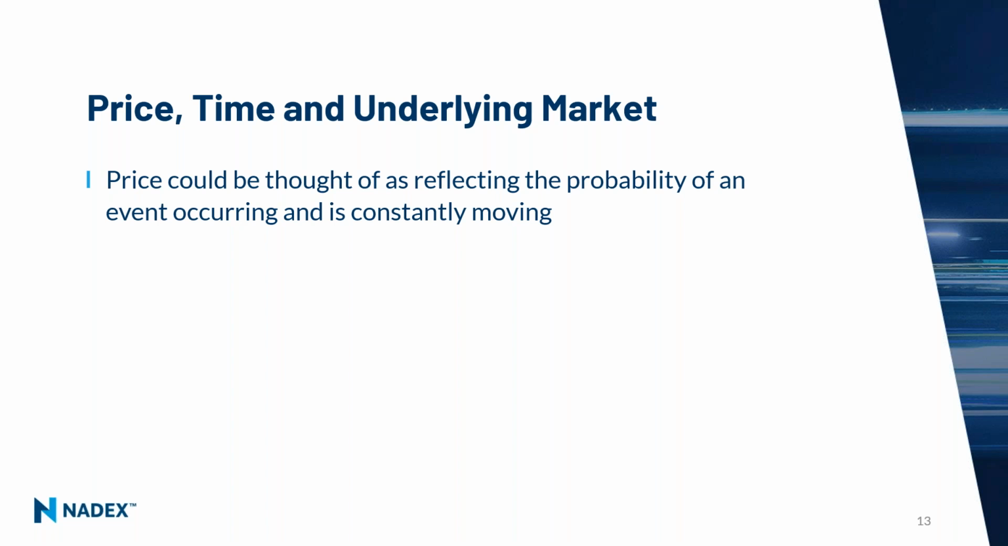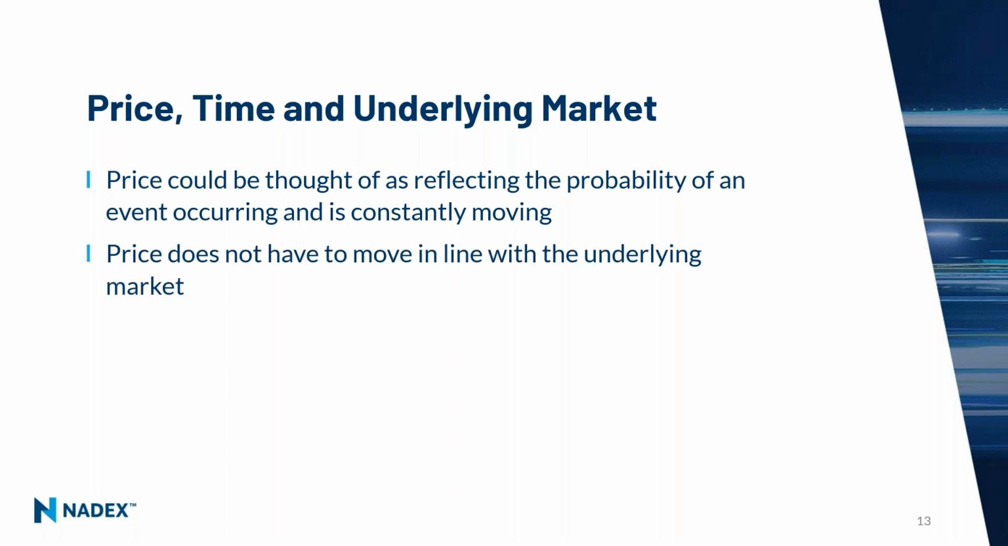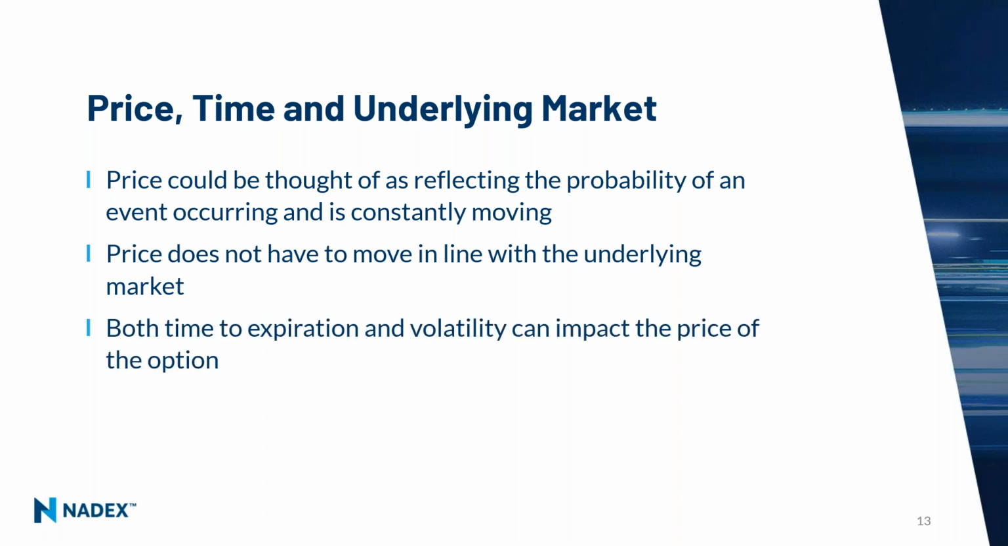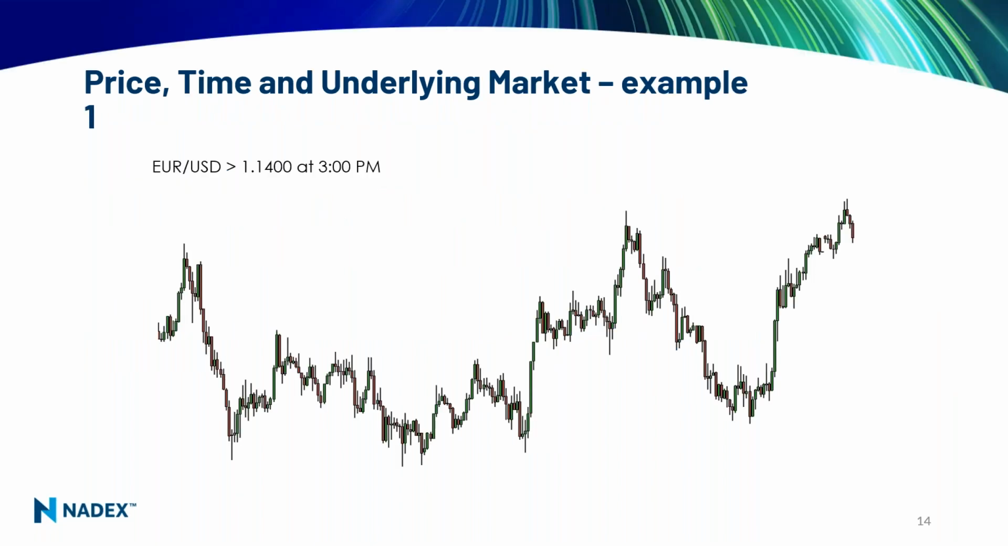We mentioned that price can be thought of as the probability of the event being true, and that probability will constantly fluctuate. It fluctuates because the price of the underlying is moving up and down, and because time moves in one direction for us, at least. With the impact of time and volatility, you'll see the price of the binary option change. So let's go through an example.